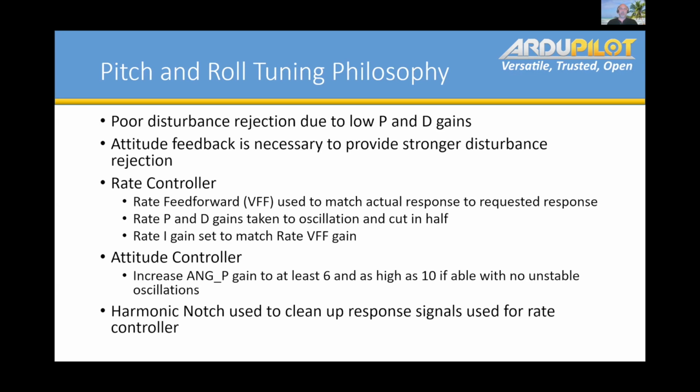That lists my general flow of how I would tune the controller in order to achieve a good response. Generally start with a feed forward to match the actual response to requested, then do your P and D gains to get as much of those in there as you can, then set your I gain to match your feed forward, and finally up your attitude controller. Again, this attitude feedback is where you're getting most of your disturbance rejection, because you're generally not going to be able to get the P and D gains very high.